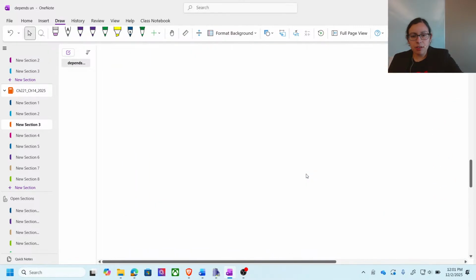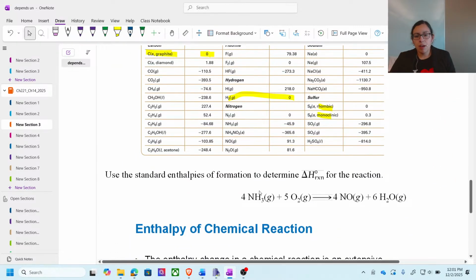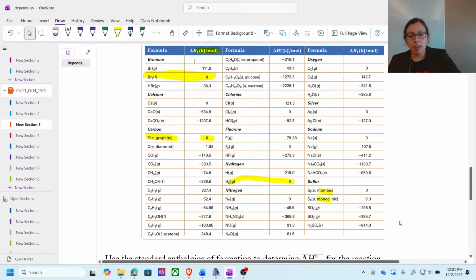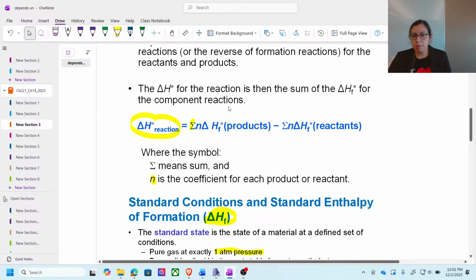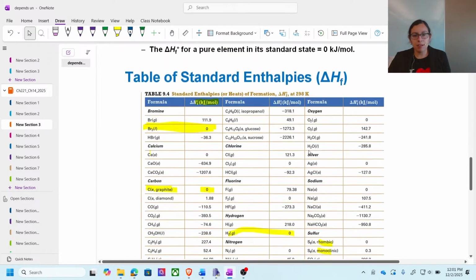And now let's try to do that. Hunt for the values of ammonia, oxygen, NO, and water. Pay attention to the states, because we saw that that could make a difference. See if you can do that. And remember, it's products minus reactants.